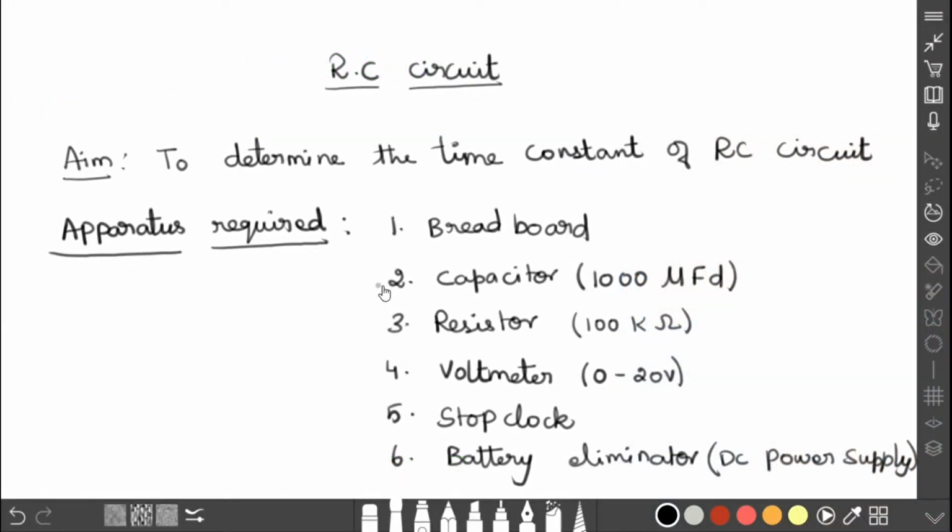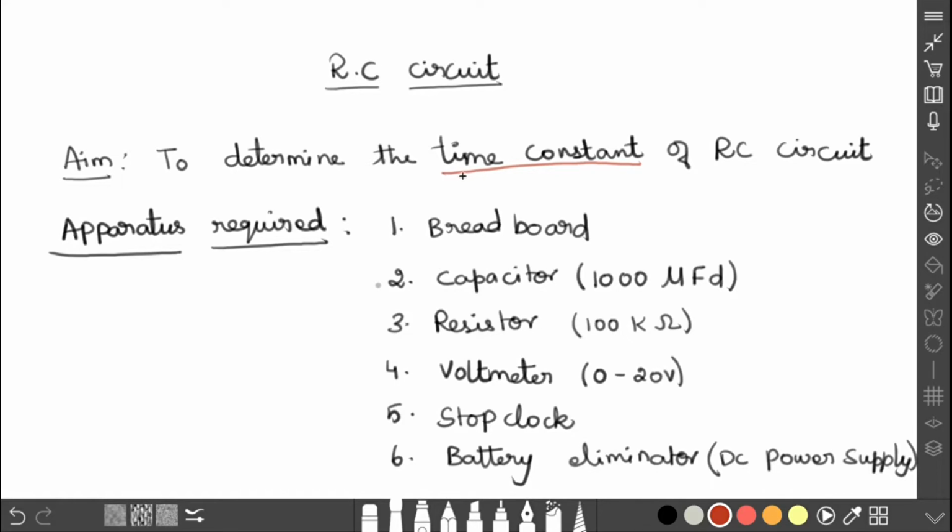RC circuit. The aim of this experiment is to determine the time constant of a given RC circuit. So here in this experiment we are going to measure the time constant. And then what is the apparatus required for this experiment?